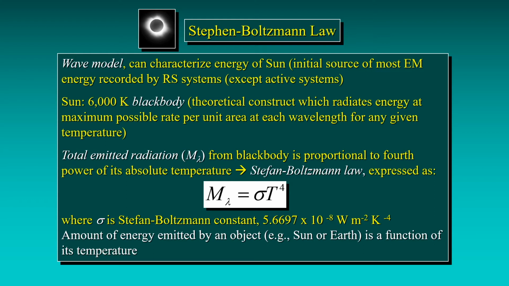So the amount of energy emitted by an object, it could be the sun, it could be the earth, some other type of body, is going to be a function of its temperature. And this is, again, a very important concept in remote sensing.